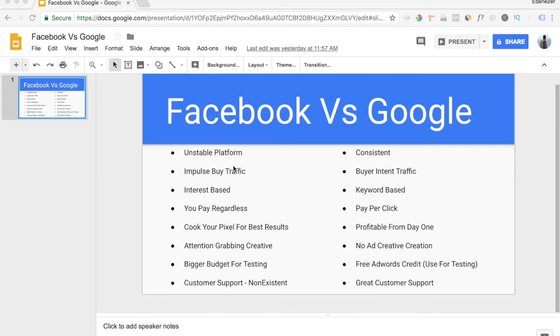And what do I mean by consistent? Well, on Google, there's not going to be a lot of continuous algorithm changes that will impact the performance of your ads. See, the last major thing to happen on Google was a user interface change, which I'm still getting used to. But on Facebook, there's practically an algorithm change every single week.